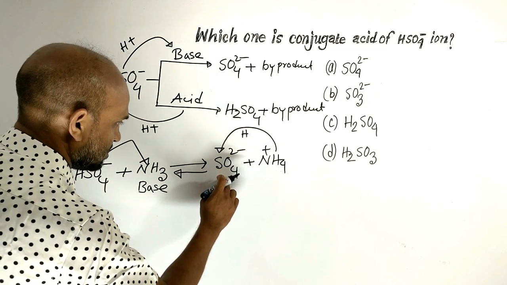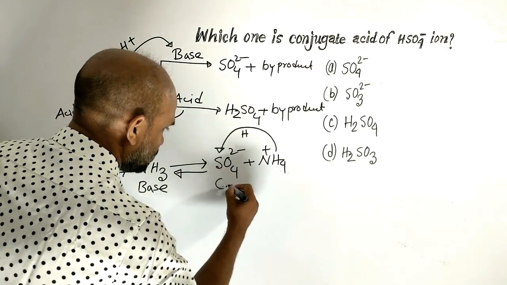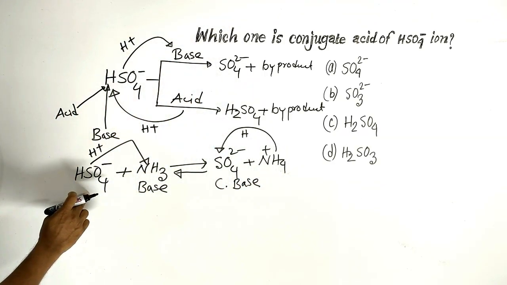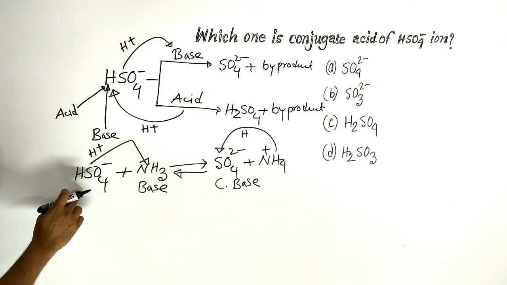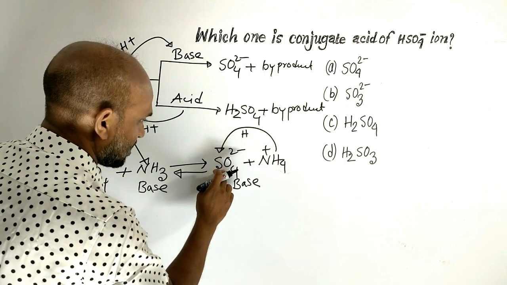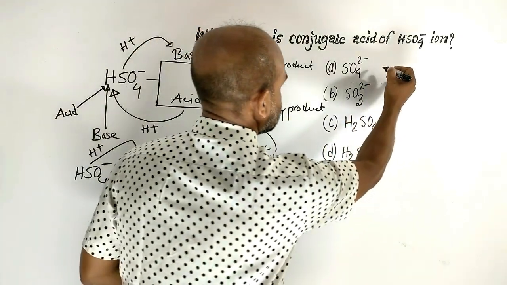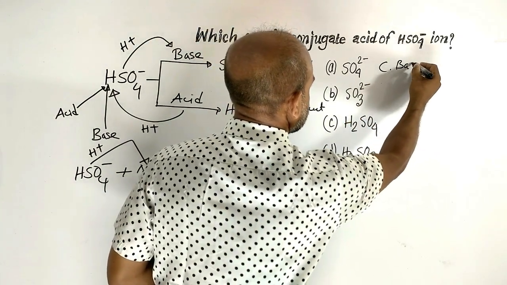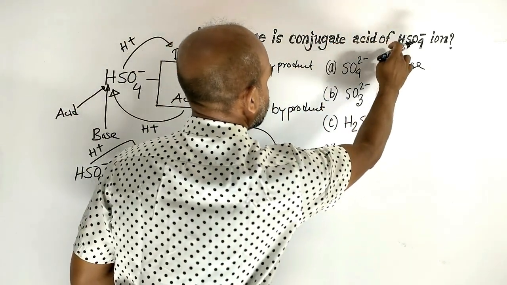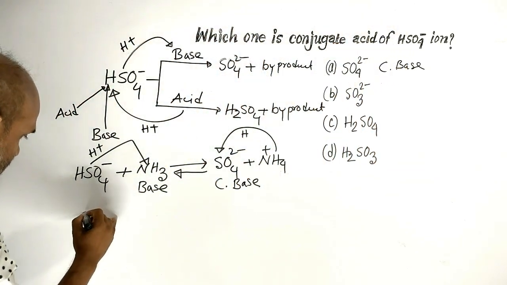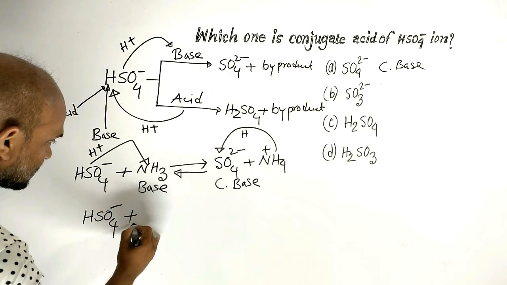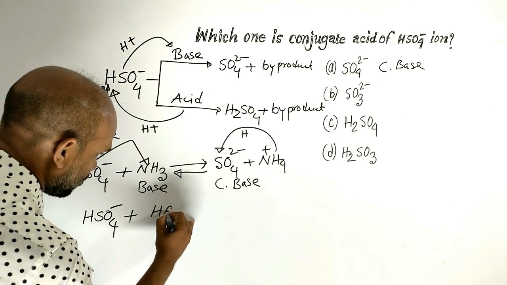That is, this is the conjugate base of the bisulfate ion. When the bisulfate ion is treated with a base, then the sulfate ion is the conjugate base. But here we need the conjugate acid of the bisulfate ion. So, the bisulfate ion is treated with an acid. Suppose hydrochloric acid.